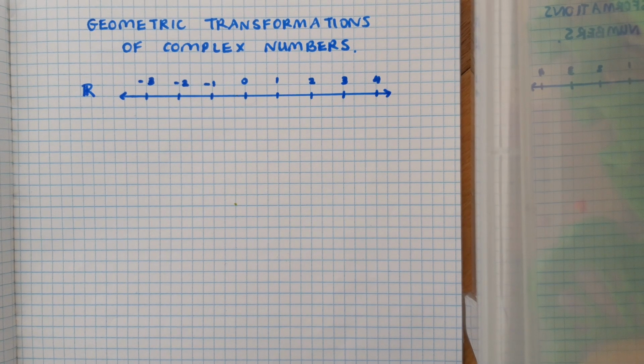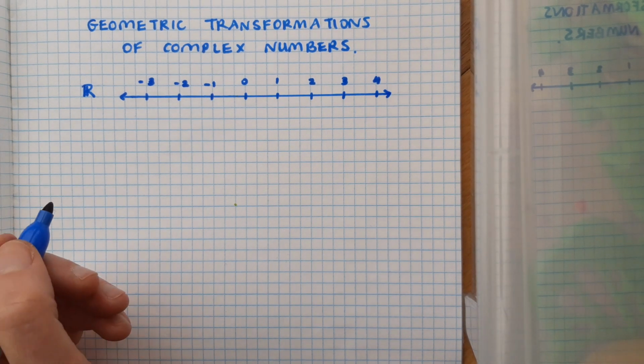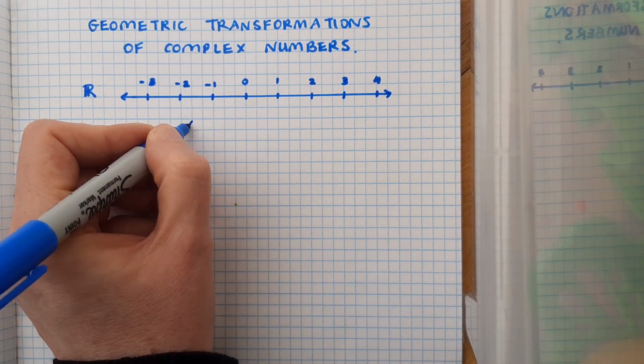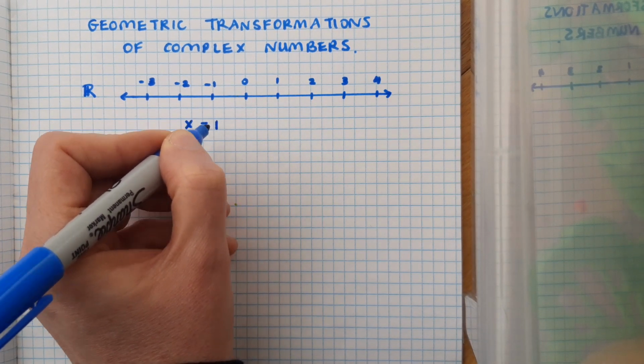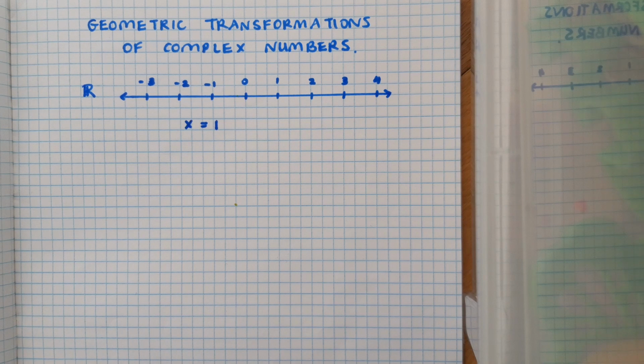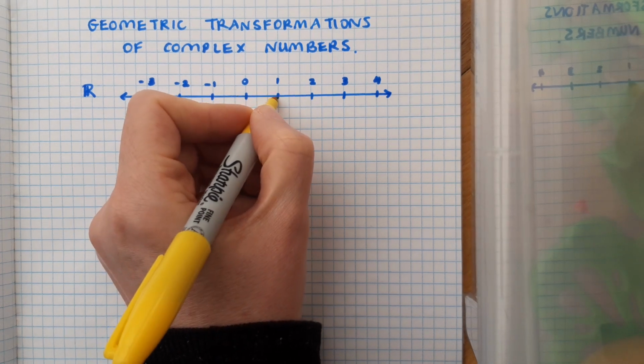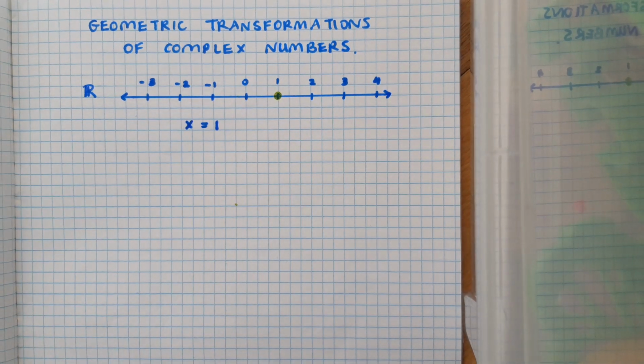So here I have a real number line, and I'm going to select a variable on that number line. I'm going to say that x is equal to 1. I'm using x now because I'm dealing with real numbers. Z I'm going to save for complex numbers. So I'm going to mark that x on the number line. There it is at 1.